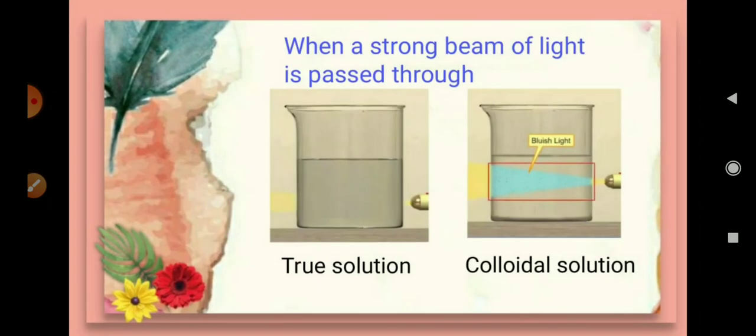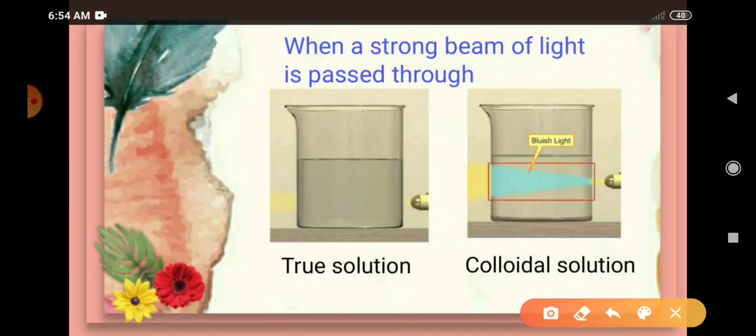When a strong beam of light is made to pass through a true solution, in the first figure we have a true solution. When a strong beam of light is passed through it, it is observed that the path of the light does not become visible in the case of a true solution. But if we do the same with a colloidal solution, which is heterogeneous in nature, it is observed that the path of the light becomes visible.